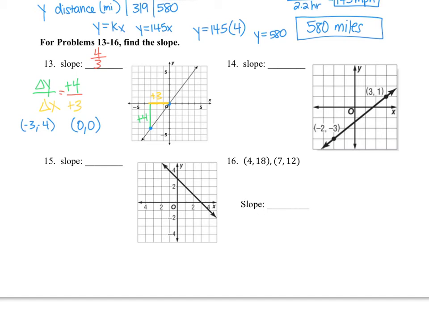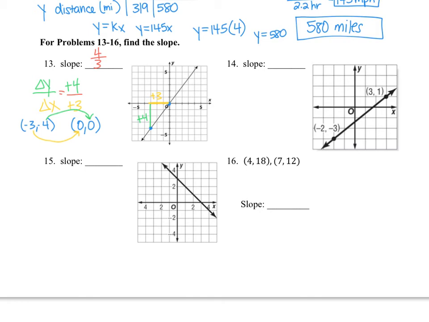So how do you get from one y value to the next? From this y value to this y value, you would add 4, so that's the same thing there. And then how would you get from this x value to this x value? That would be your change in x, and that would be add 3, so that's the same that we got up there. And always remember that it's change in y over change in x.